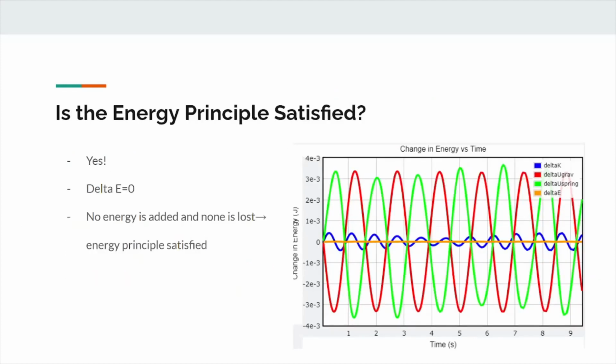Now onto the lab questions. Is the energy principle satisfied? Yes. The change in energy is illustrated in the graph by the orange line at y equals 0. The energy principle is satisfied because delta E is constantly 0, meaning that there is no work done on the system by the surroundings, nor has energy been lost to the surroundings. No energy has been lost and none has been added, satisfying the energy principle, as seen with the orange line.